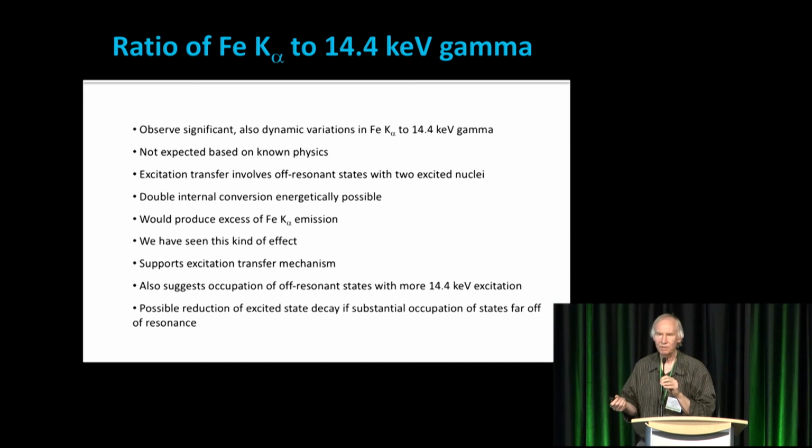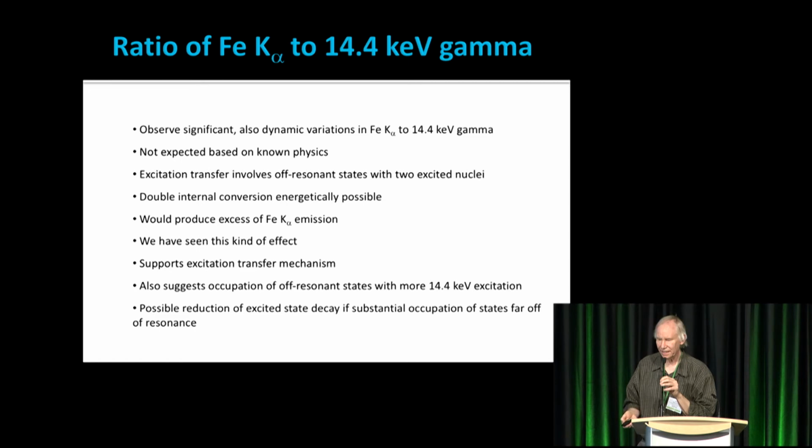And then subsequently, if you get a 14.4 keV excited nucleus, it can decay by internal conversion. So it can also give you a 14.4 keV gamma or give you a K-shell hole. So you've got two ways to get a K-shell hole, which means that if you're doing an experiment, the ratio of the K-alpha to the 14.4 should be fixed in your experiment. You could maybe get some K-shell ionization, a small effect elsewhere.